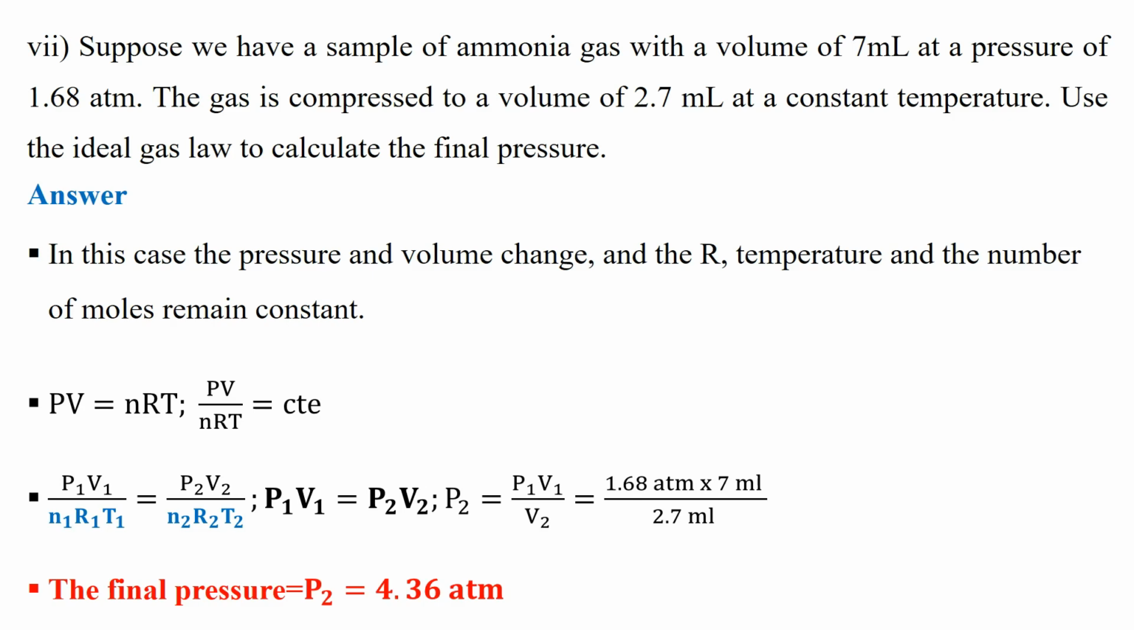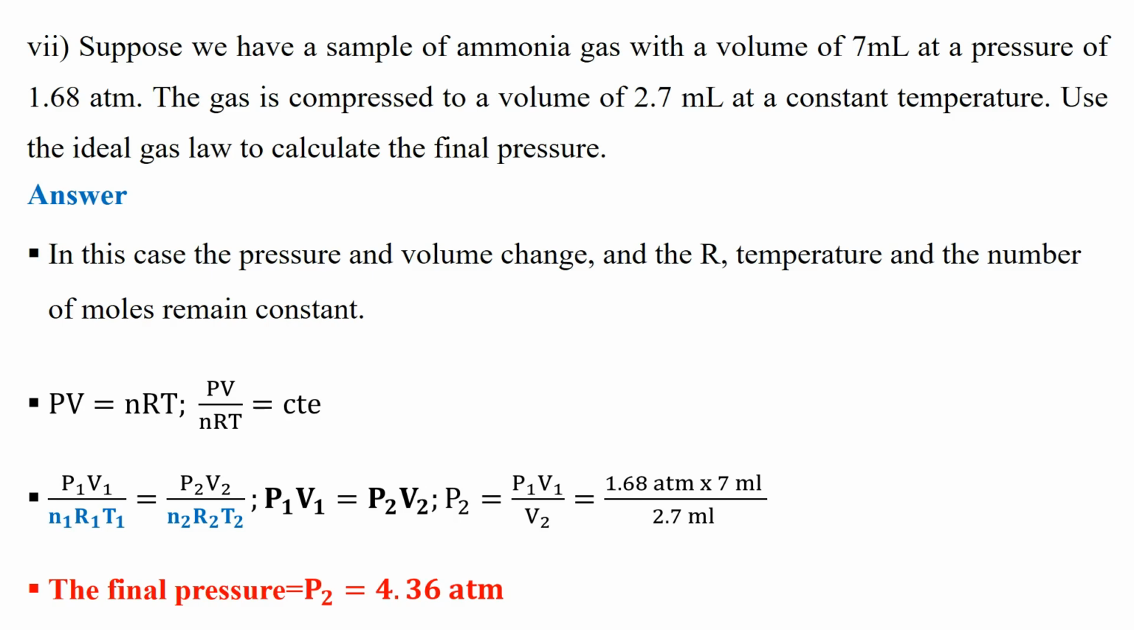We know that PV divided by nRT will be constant. That means that P1V1 over n1R1T1 will be equal to P2V2 over n2R2T2. After that, we can see which parameters are constant in this equation. The pressure is not constant, because we have the first pressure, which is 1.68 atmosphere, and we have P2 that we need to calculate, because they are asking what will be the final pressure, which will be P2.